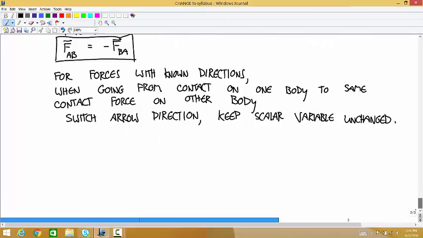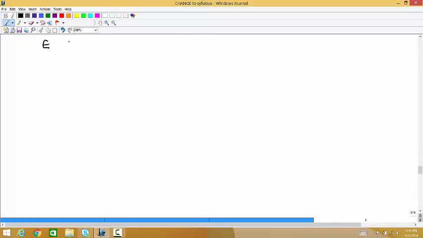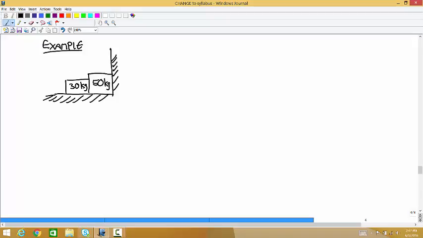Okay, so let's do one quick example. So let's say you have a 50 kilogram box and a 30 kilogram box. And 100 Newton force acting here. And let's say that this time we're going to treat the contact between the boxes and the ground as frictionless. And we just want to draw free body diagrams of both of these.